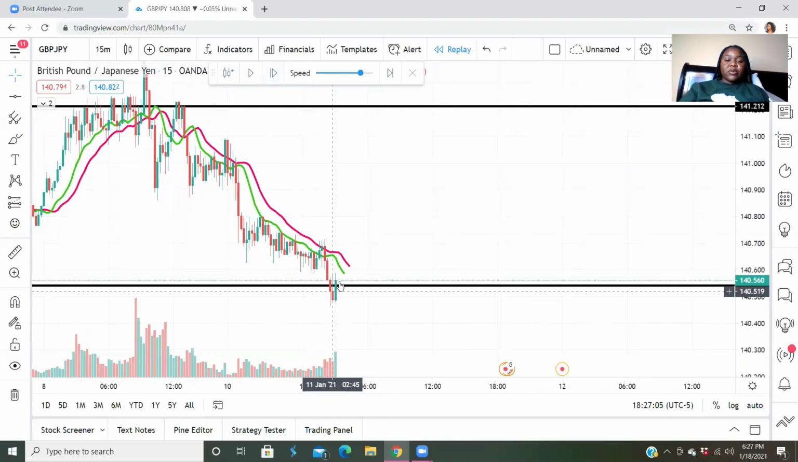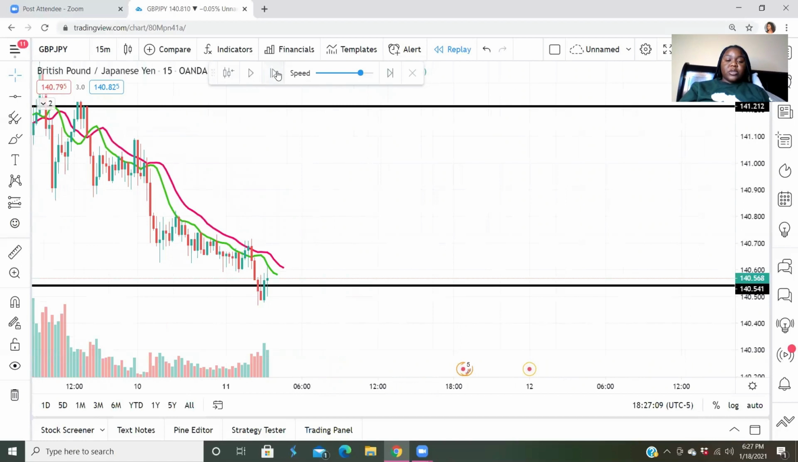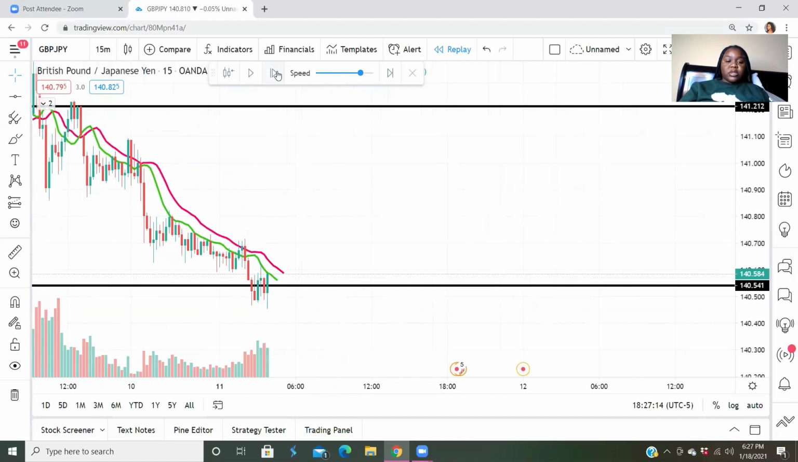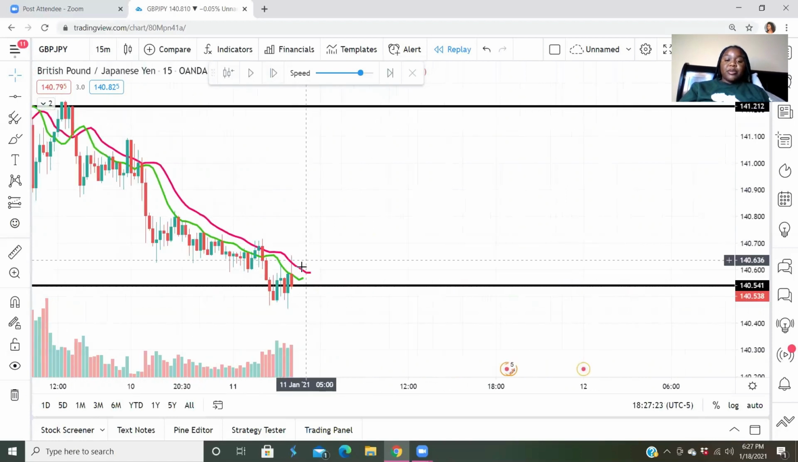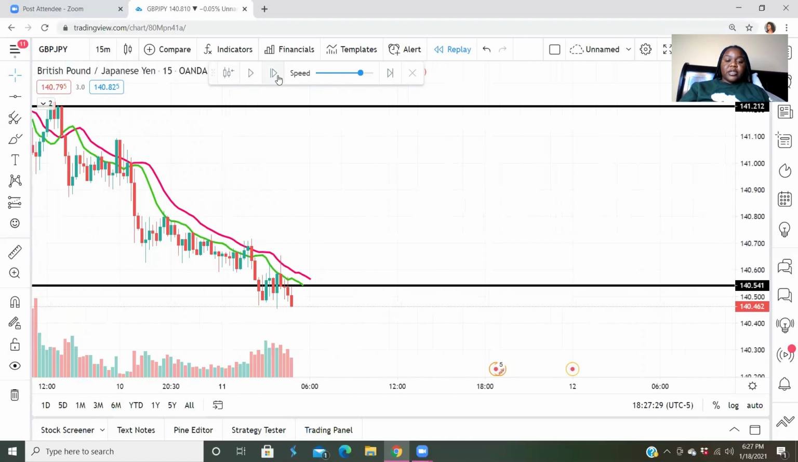All right, so it looks like we're still in the zone. One more candle, we're still in the zone. The alligator is getting ready to tell me to buy, right? So let's see what happens. Okay, still here.